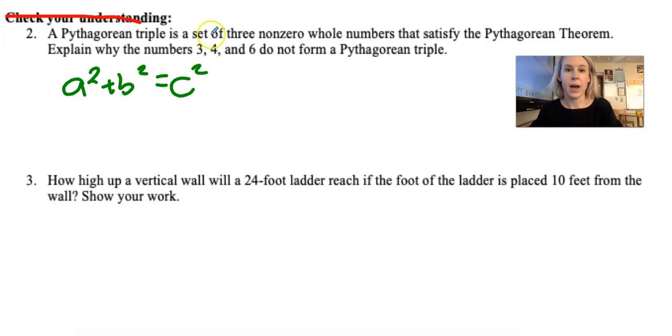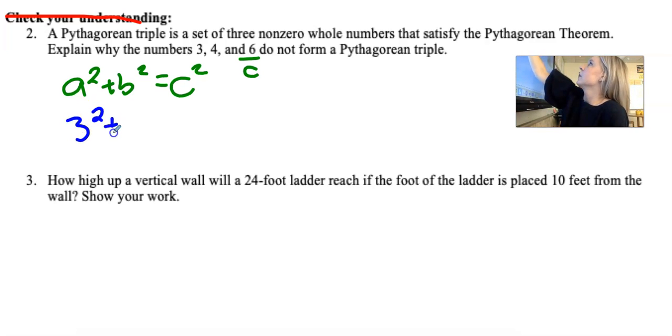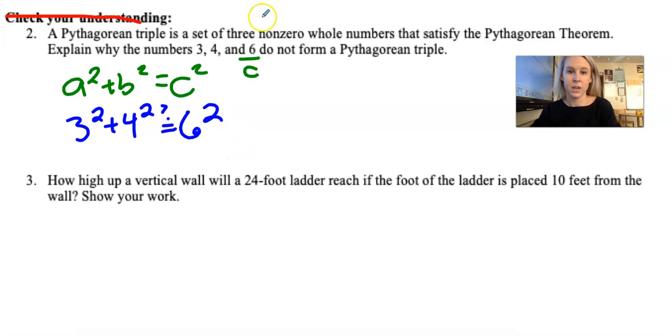Okay? So, out of 3, 4, and 6, 6 has to be the c because it is the largest number, and the hypotenuse is always the largest number. So, let's see if it satisfies it by substituting it in. So, 3 squared plus 4 squared, does it equal 6 squared? To check that, you're going to type in the left side of your problem. So 3 squared plus 4 squared is 25.